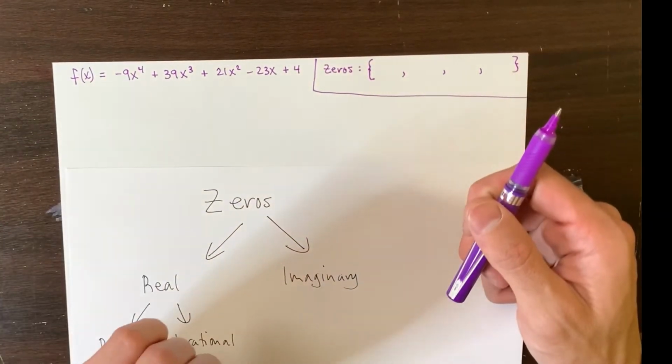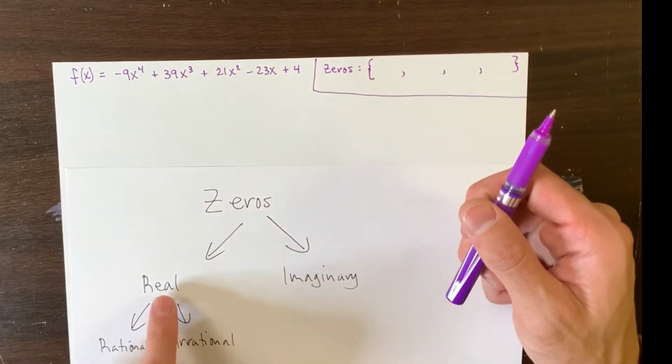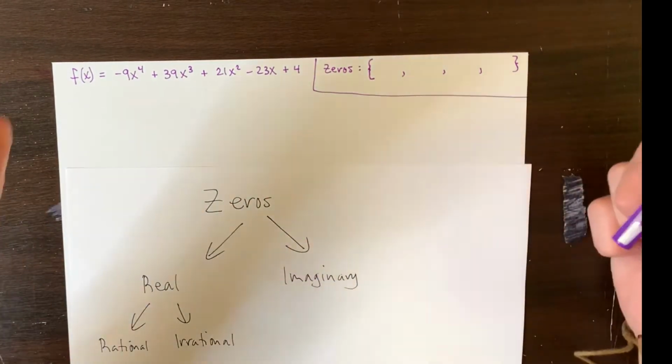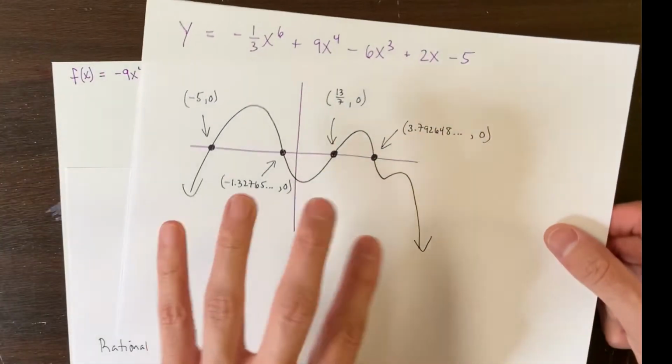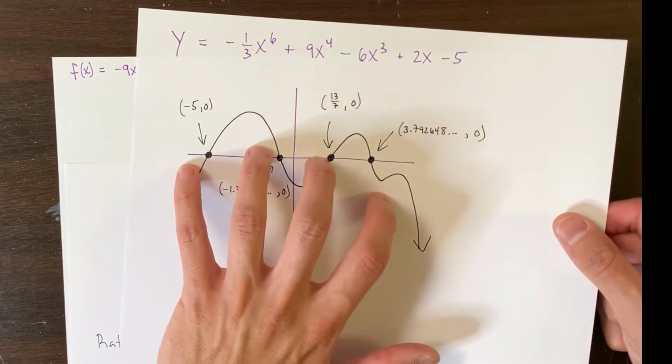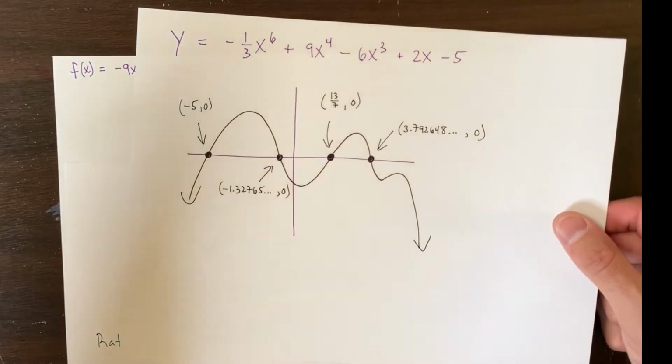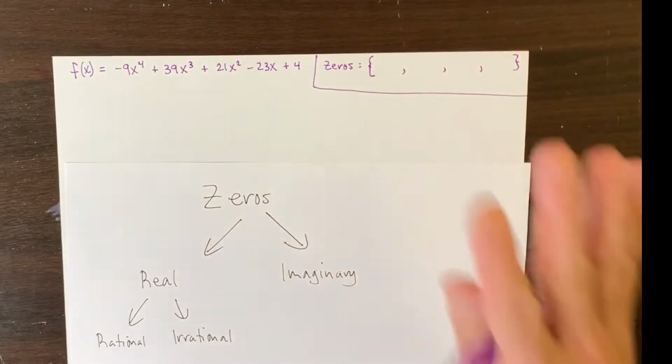Now, just by looking at this, of the 4, how many are real versus imaginary? I have no idea. And I am not going to make a picture. I am not going to graph. I did the graph just to communicate the concept. We're going to do this completely by hand.